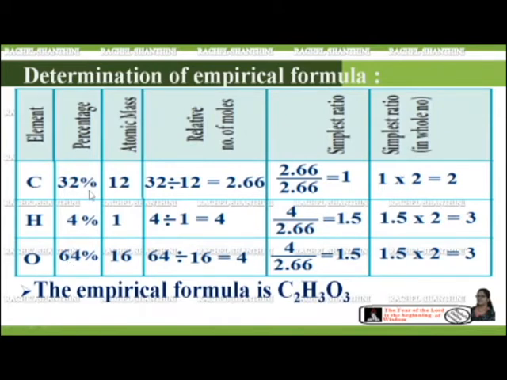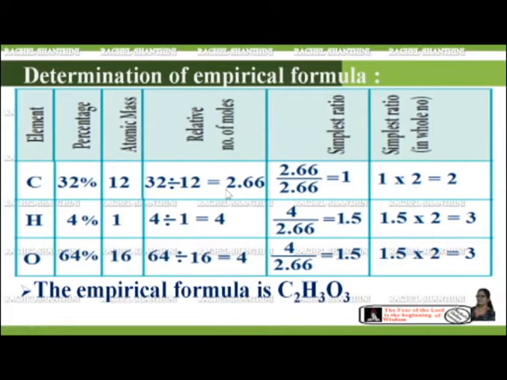They have given 32 percentage of carbon, which means 32 parts of carbon in 100 parts of the compound. And we know the atomic mass is 12. So to find for one part, we have to divide 32 by 12, which gives 2.66 for carbon. Likewise, we have to calculate for hydrogen and oxygen. So 4 percentage they have given. So 4 divided by 1, that is the atomic mass of hydrogen, which gives 4 for hydrogen. For oxygen, they have given 64 percentage. So 64 divided by its atomic mass, 16, which gives 4 for oxygen.